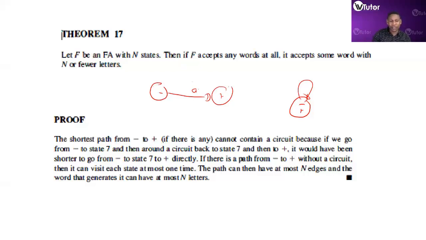So the proof says the shortest path from initial to final, if there is any, cannot contain a second, because if we go from initial to state, so there was one that they were referring to, right? So they're saying the shortest path cannot contain a second. Right? So the only time that we're going to have a word longer than the number of states is when we've got a loop. But since we can take the shortest word without going through a loop, then it means the number of letters are going to be n or fewer. Right.